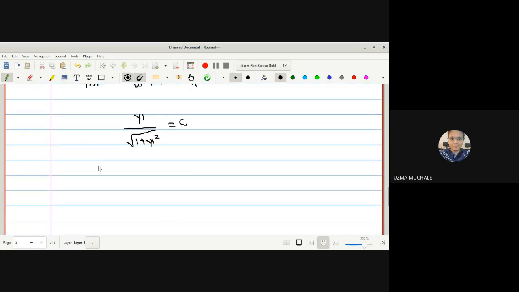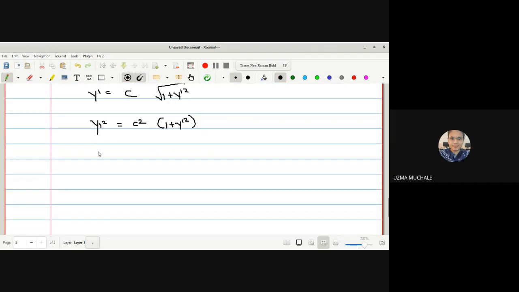Now if I write this as y' is equal to c into under root of 1 plus y' square, and take a square on both sides, y' square is equal to c square into 1 plus y' square. Right, now if I take y' square outside, you can write this as c square plus c square y' square. So taking y' square common, here you remain with 1 minus c square, equal to c square. Have you understood this step?